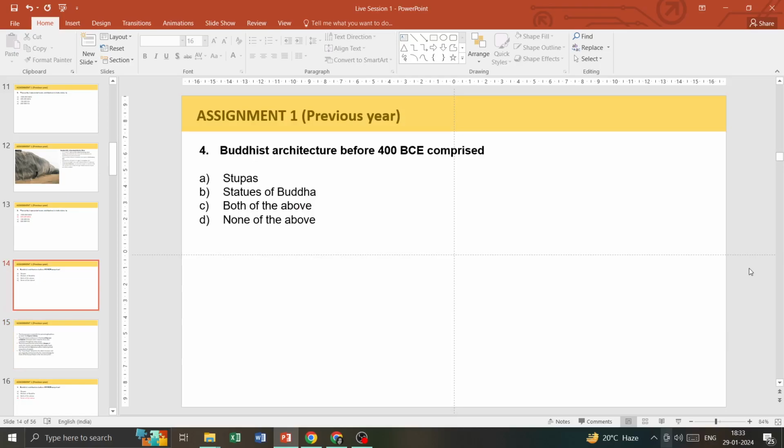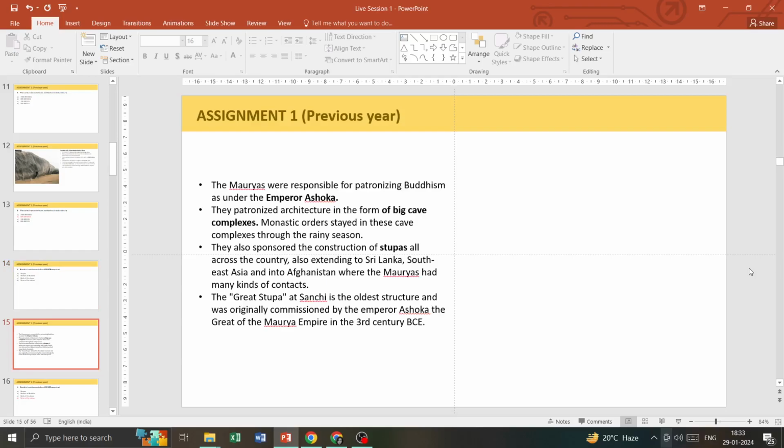Because this question says Buddhist architecture before 400 BCE, our answer would be none of the above, because the oldest Buddhist architecture evidence that we have is from 300 or 250 BCE, which was done by Ashoka in the Mauryan Empire.